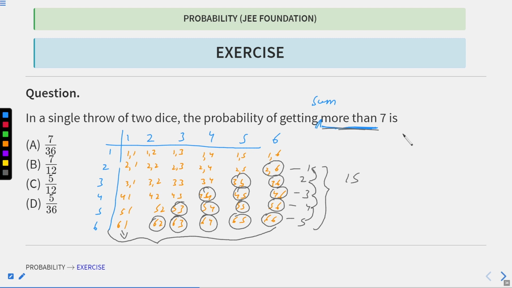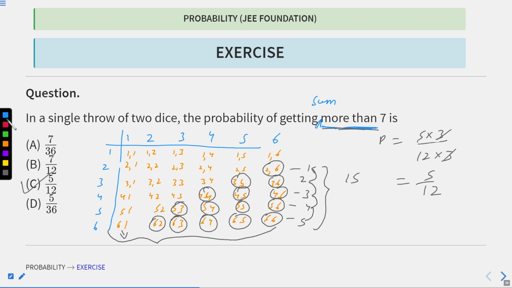36 elements. So probability for this is equal to the favorable outcomes, 15, over the total outcomes, 36. If you take common things out, 15 is 5 times 3 and 36 is 12 times 3. I can easily cancel out 3, so 5 by 12. So option C, 5 by 12, is my correct answer.